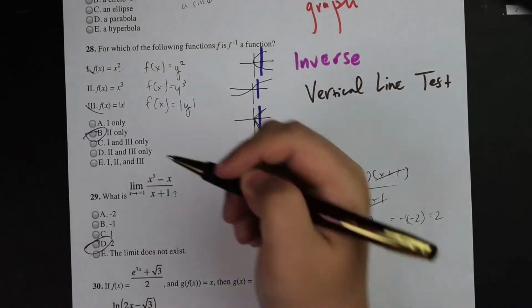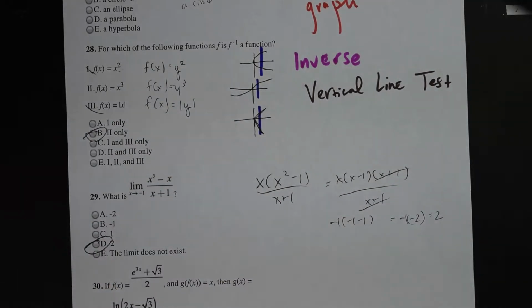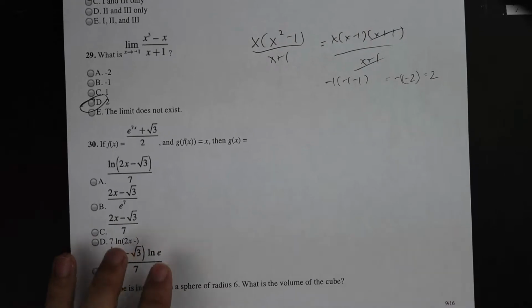So for number 29, my final answer is D. And now I'm going to explain to you how I was able to get to this answer.